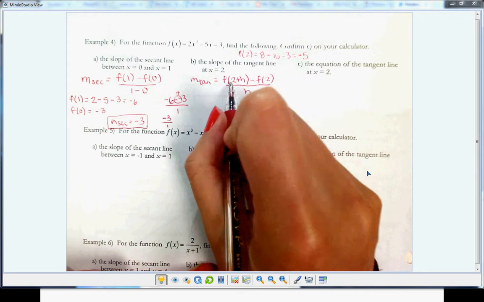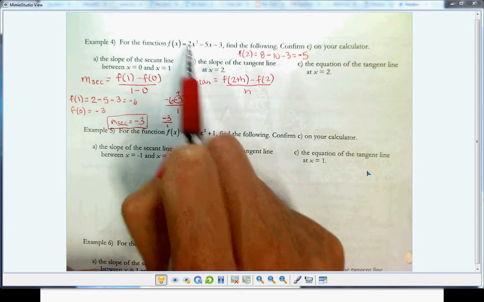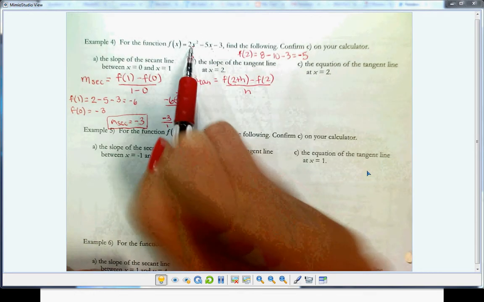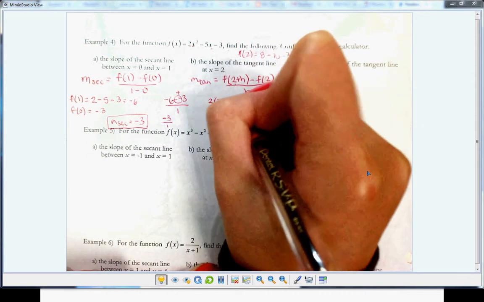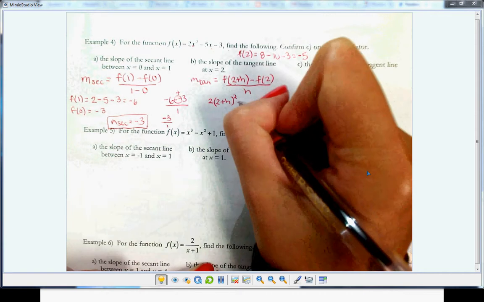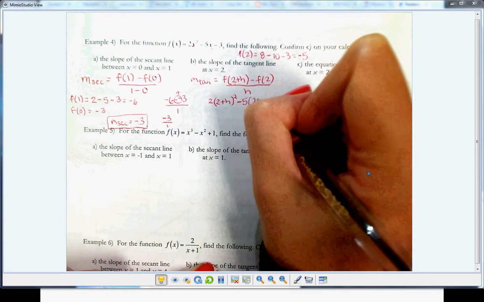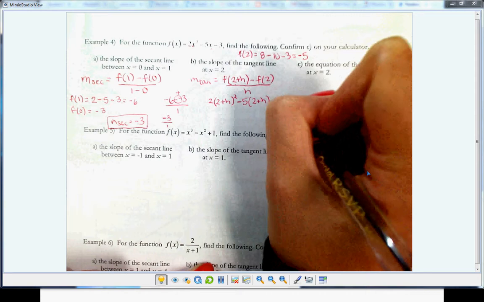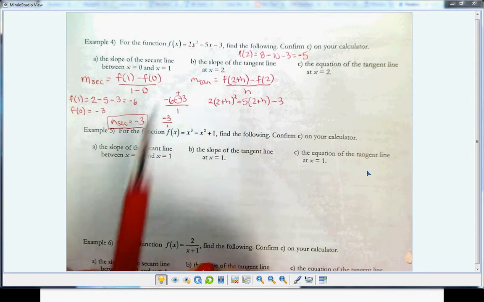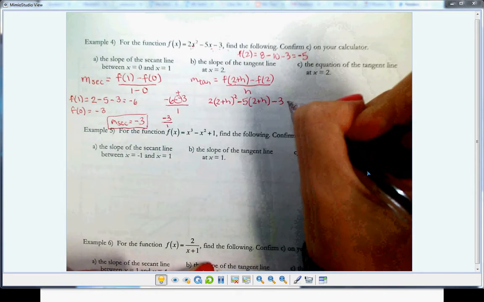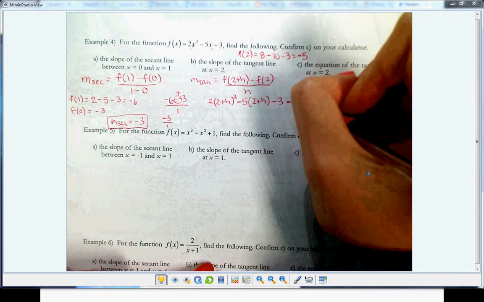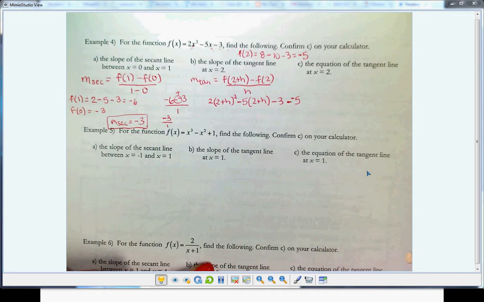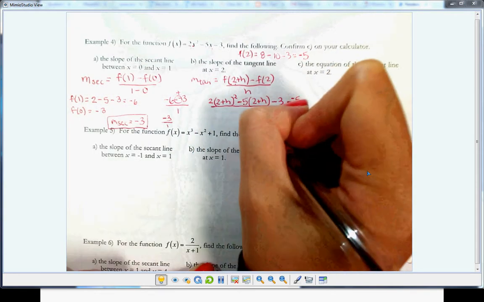When we plug in 2 plus h into our x's, we have to plug it into both of these x's. So we're going to have 2 plus h squared minus 5 times 2 plus h, and don't forget that minus 3 at the end of this equation. And then we're also going to subtract our f of 2, which is negative 5, so we're subtracting a negative 5. So that's actually going to turn into adding 5. This is all over h.